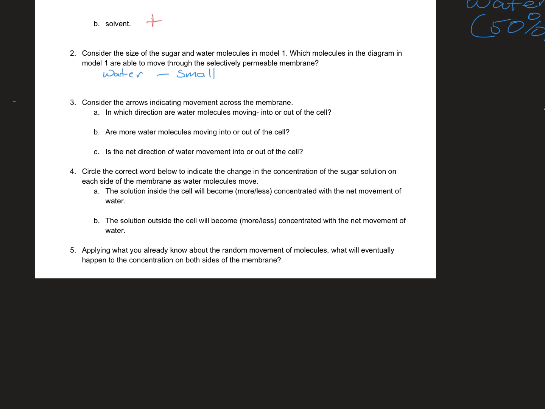All right, so both in and out, which we expect because diffusion is random movement. Are more water molecules moving into or out of the cell? Out is the net direction of water movement. Out, which again we expect because of everything I just explained. Circle the correct word to indicate the changing concentration of the sugar on each side of the membrane as water molecules move.